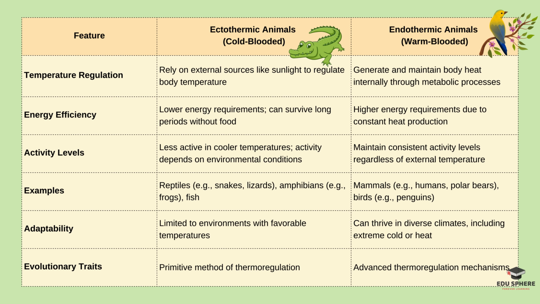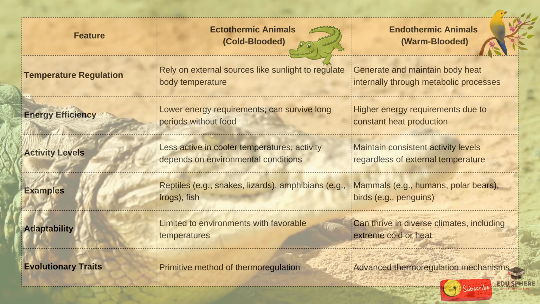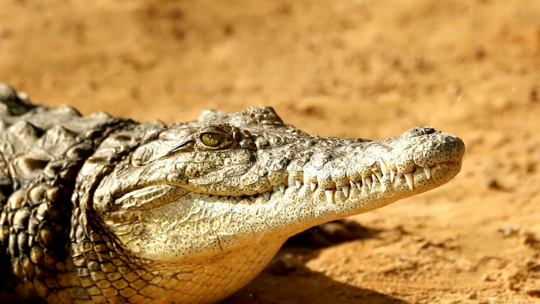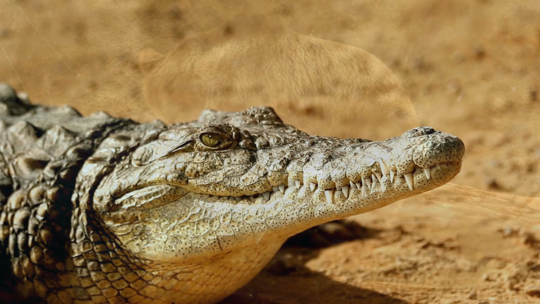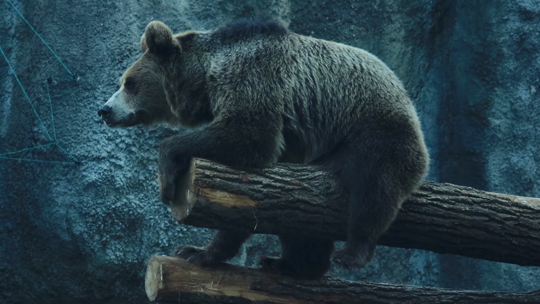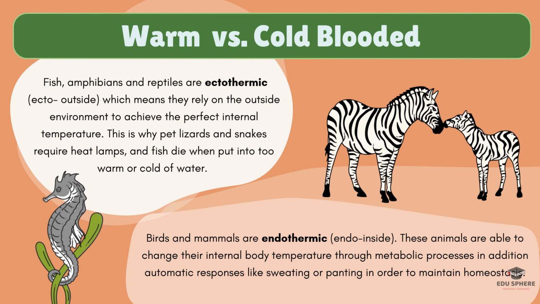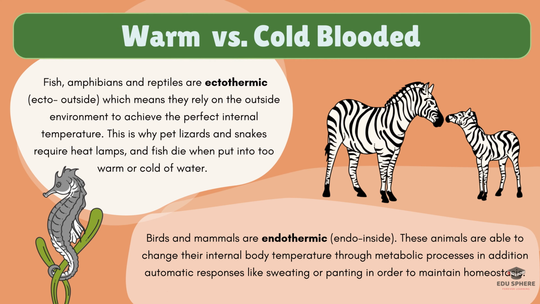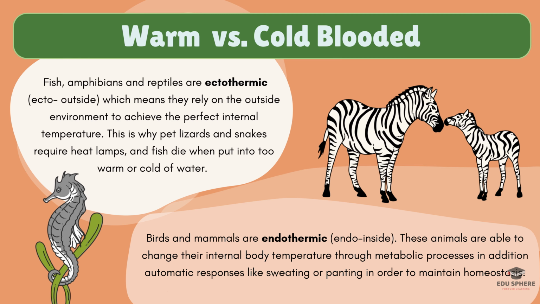Another important distinction is how animals regulate body temperature. Fish, amphibians, and reptiles are cold-blooded, or ectothermic, relying on their external environment to maintain their internal temperature. This is why reptiles often bask in the sun. On the other hand, birds and mammals are warm-blooded, or endothermic. They can regulate their internal temperature metabolically, using processes like shivering or sweating.